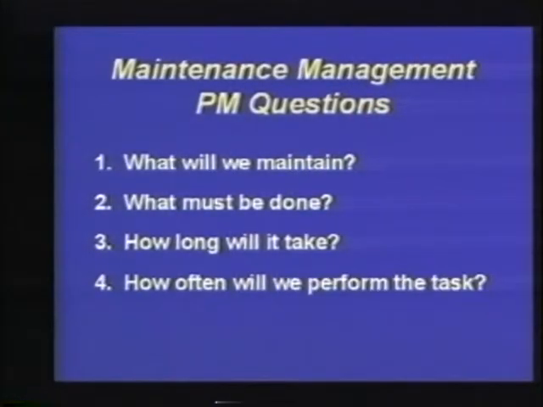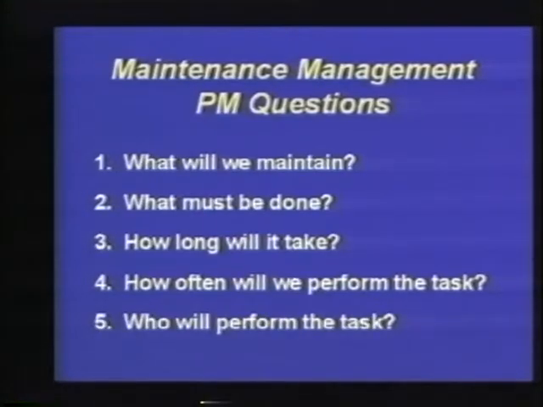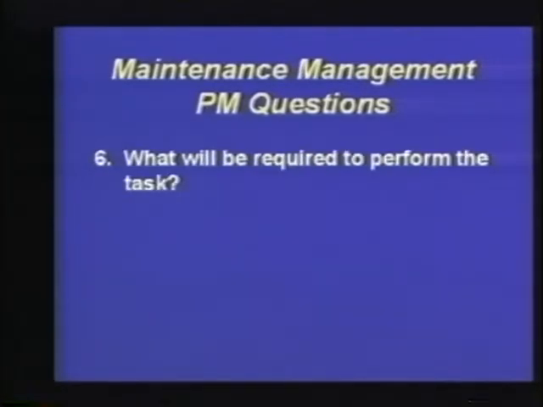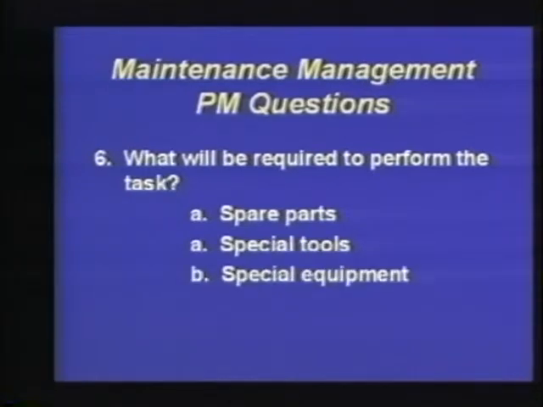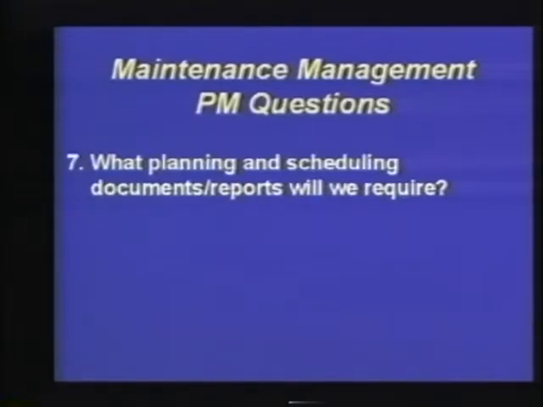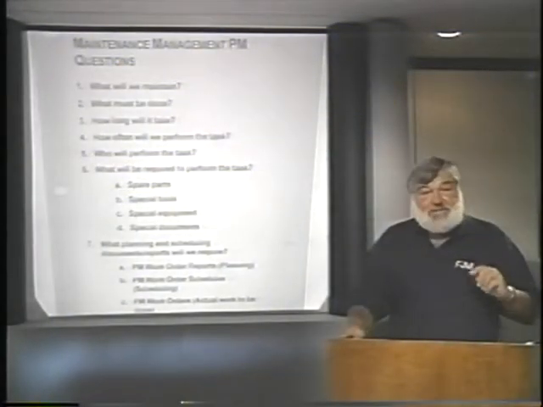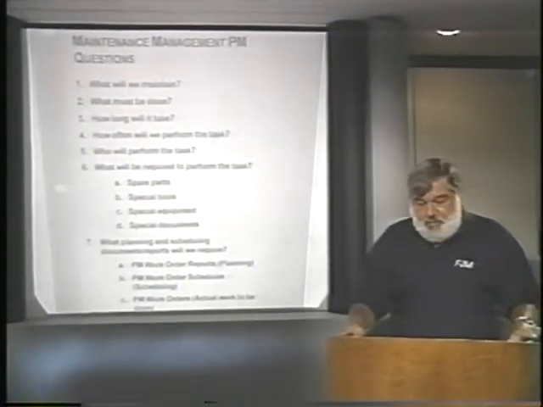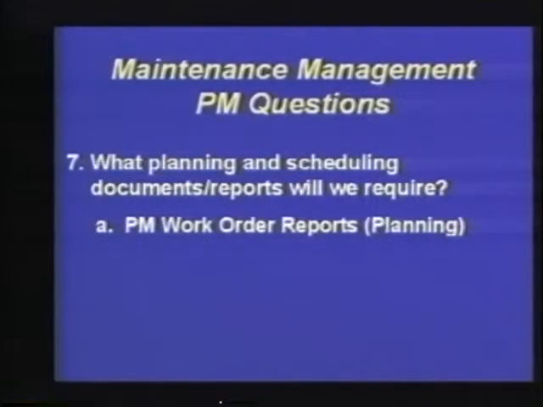How often will we perform the task is the frequency code. Who will perform the task is the identification of the labor. And then 6, we address the requirements of spare parts, tooling, equipment, and documents. Now, number 7 addresses the planning and scheduling documents, reports, and other things that are required within the PM program. So starting off with 7A, we address the requirement of a PM work order.